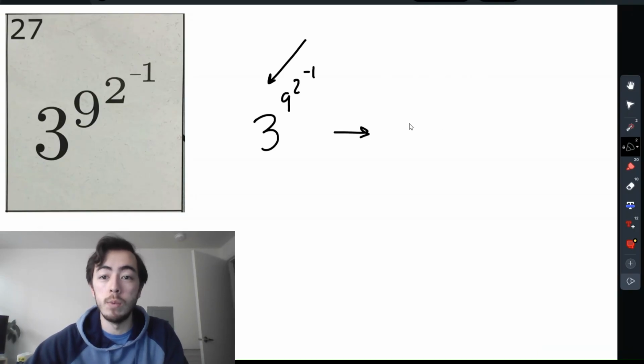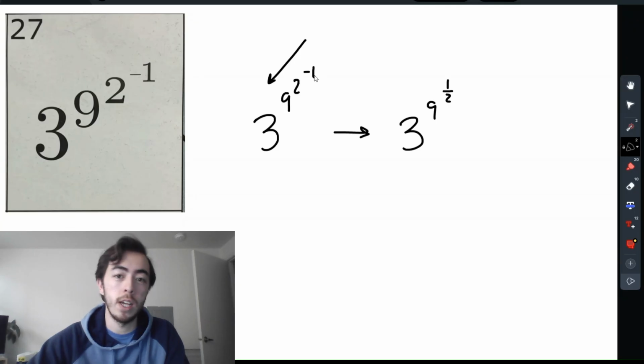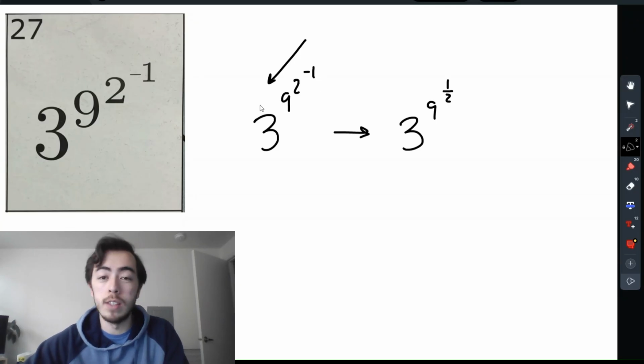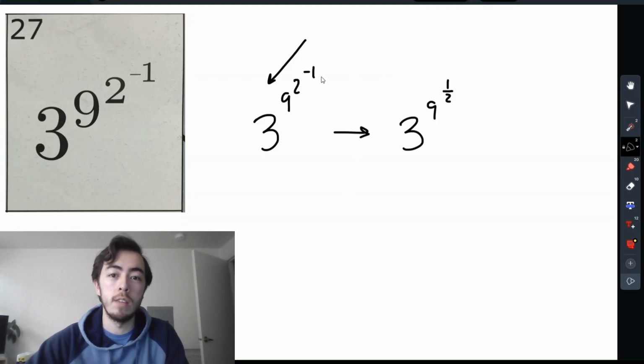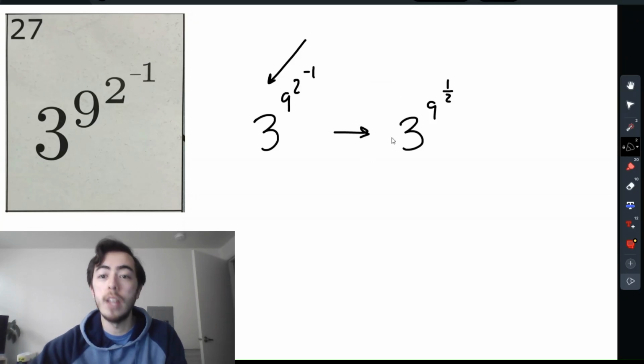Evaluating it top down, we do get 3 to the power of 9 to the power of, and then like I said, 2 to the power of -1 is going to give us 1/2 because negative exponents. Either you can think of it as taking the reciprocal of the base, or you can think about negative exponents as dividing instead of multiplying, and we are dividing by that 2 right here. Next, we can evaluate 9 to the power of 1/2.